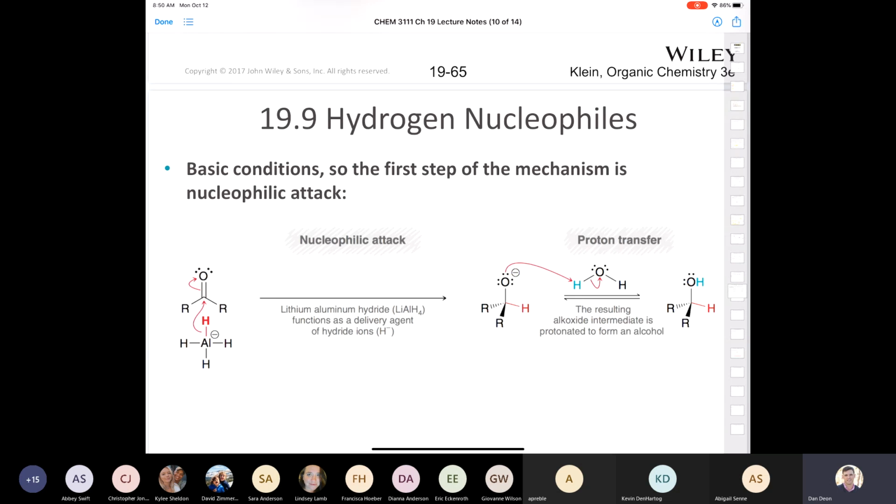Anyhow, we take our lithium aluminum hydride. Hydride gets delivered as a nucleophile. We make this negatively charged species here, because we're in base. And then we do a proton transfer. And there you go. There's your alcohol. Again, this is a mechanism that we looked at in detail.